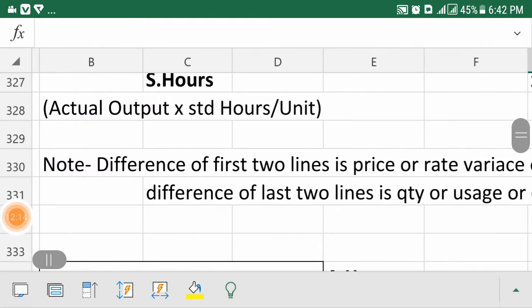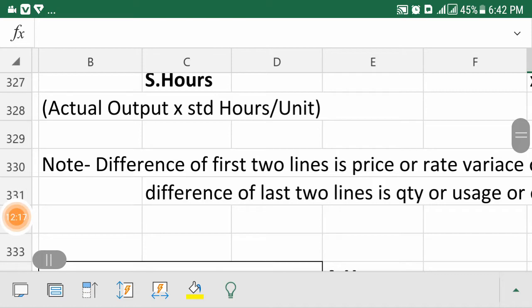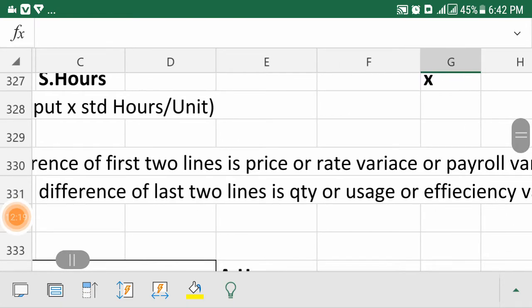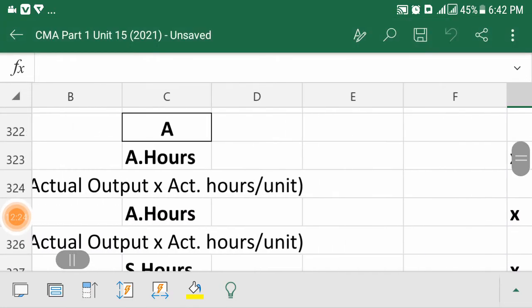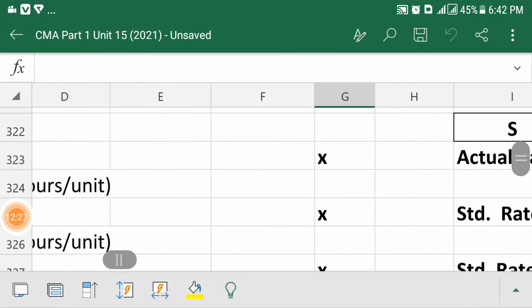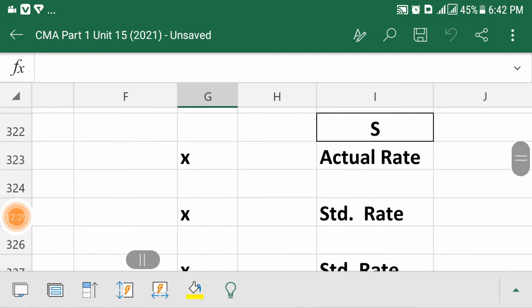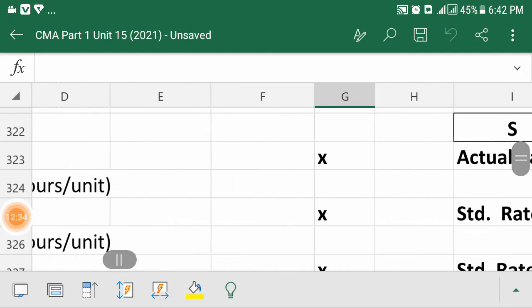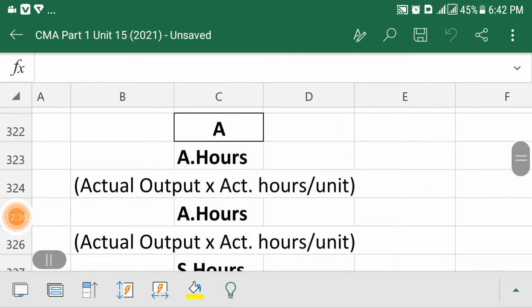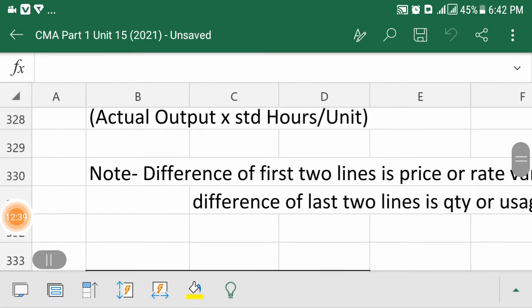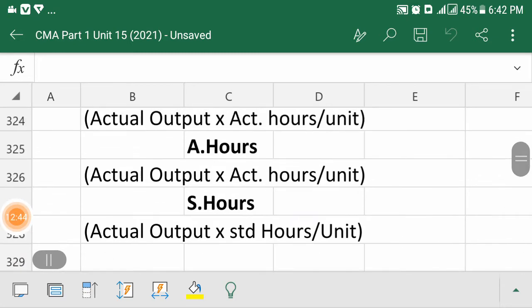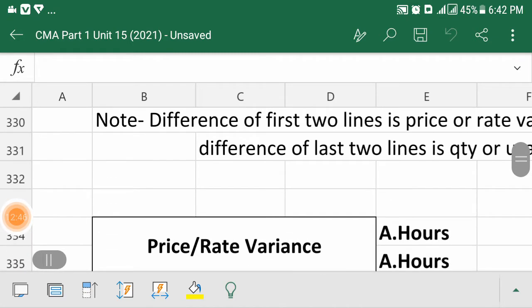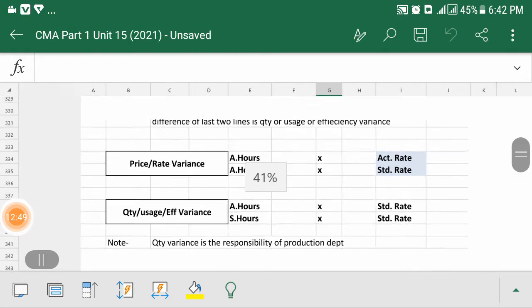Here you will see that the note says the difference of the first two lines is the price or rate variance, or payroll variance. The difference of the first two lines means actual and actual standard, so the rates are different. That is why the first line is called the price rate variance. And the lower one is called the quantity variance, because here there is a quantity difference.